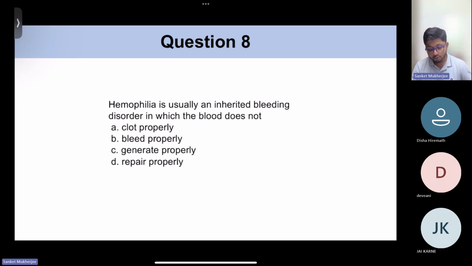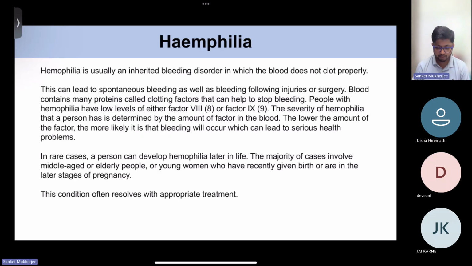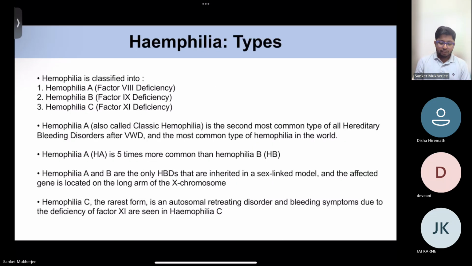Hemophilia is usually an inherited bleeding disorder in which the blood does not clot properly. Option A. Yeah, that's pretty clear. We have already discussed it.